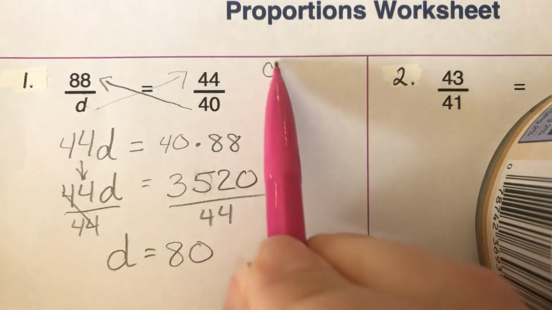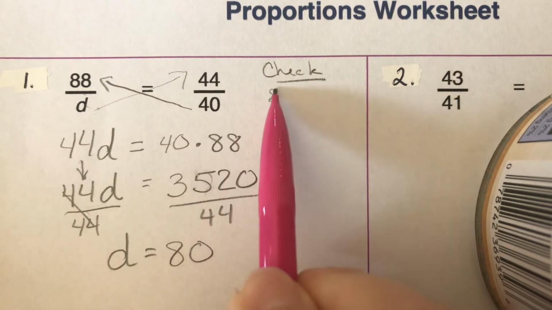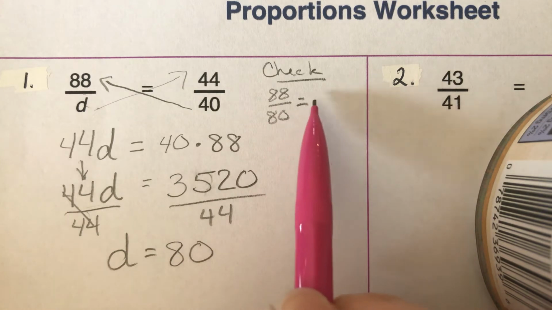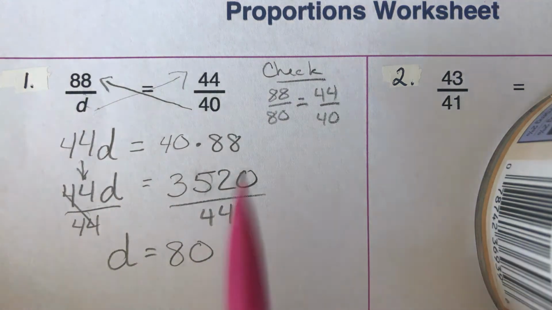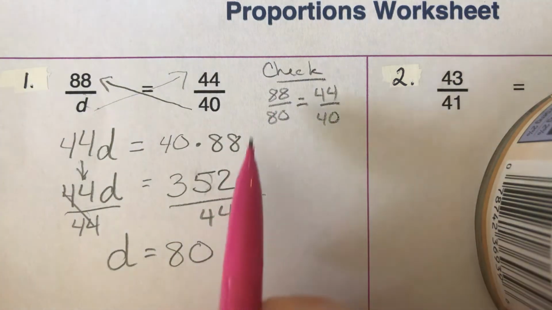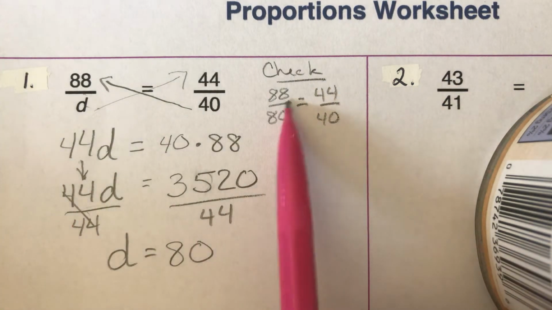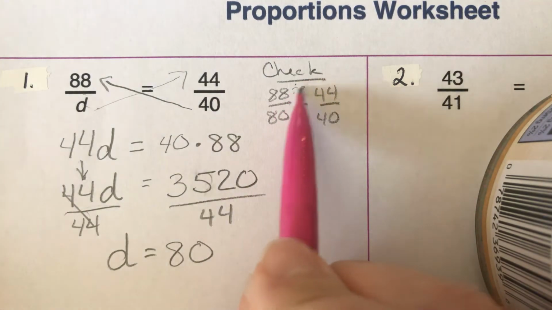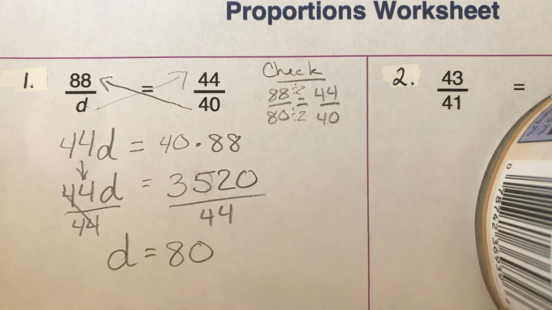We can check our work. I'm not going to check every single one of these, but I'll show you a couple of different ways to check. Now I'm going to plug in 80 for D. If they're easy enough to see, we might be able to tell that if we take 88 and divide that by 2, we get 44. And if we take 80 and divide it by 2, we get 40. So that's using the scale we talked about last week.